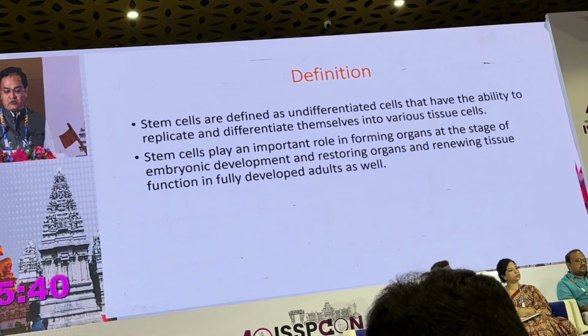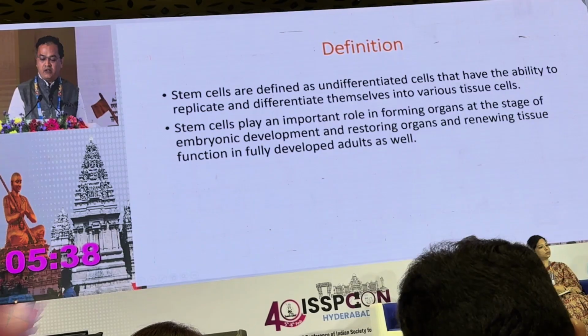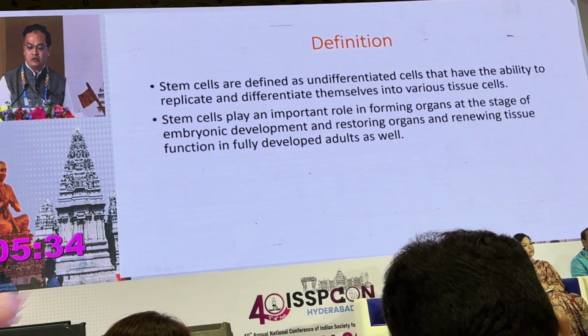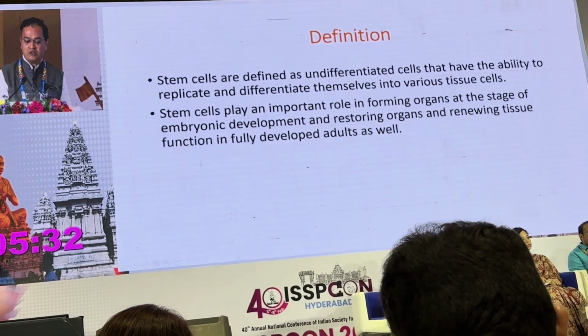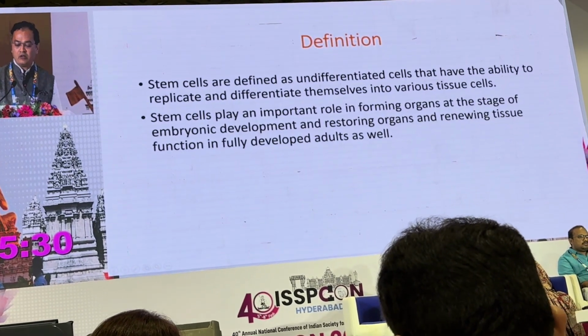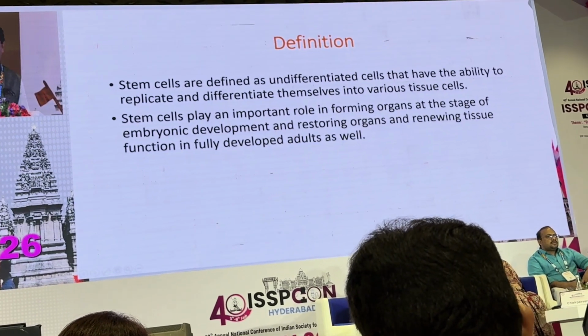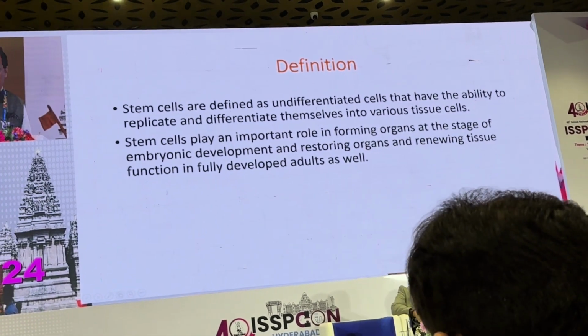Stem cells are defined as undifferentiated cells that have the ability to replicate and differentiate themselves into the various tissue cells. Stem cells play an important role in forming the organs at the stage of embryonic development, and in restoring organs and renewing tissue functions in fully developed adults as well.